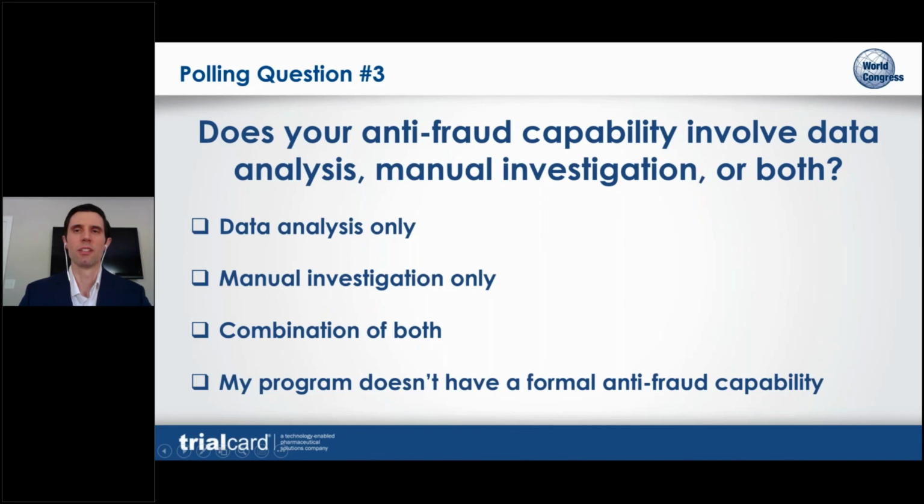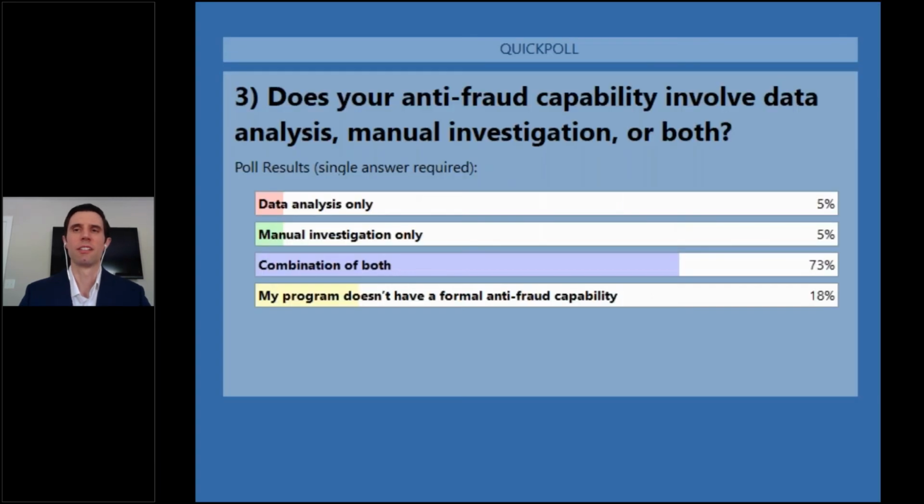And then Sean, of course, whenever the results are in. Okay, coming in last at 5%, data analysis only. Tied for last, manual investigation only at 5%. At 18%, we have my program doesn't have a formal anti-fraud capability, and at 73%, a combination of both.